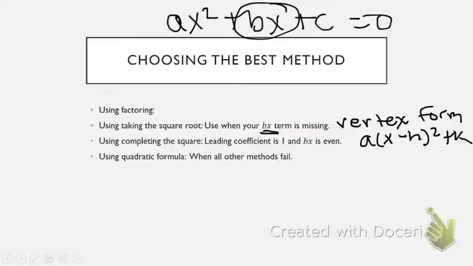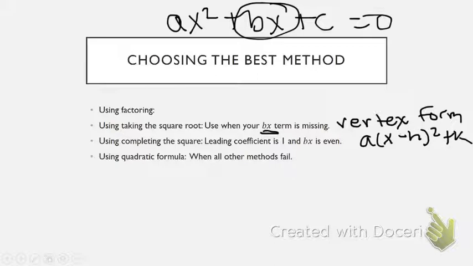Okay. Now the next method is using completing the square. For completing the square, you have two qualifications. Your leading coefficient is 1, and then your bx term is even. If it's not even, then you cannot complete the square. It must be even, okay? So you have to watch out for that.